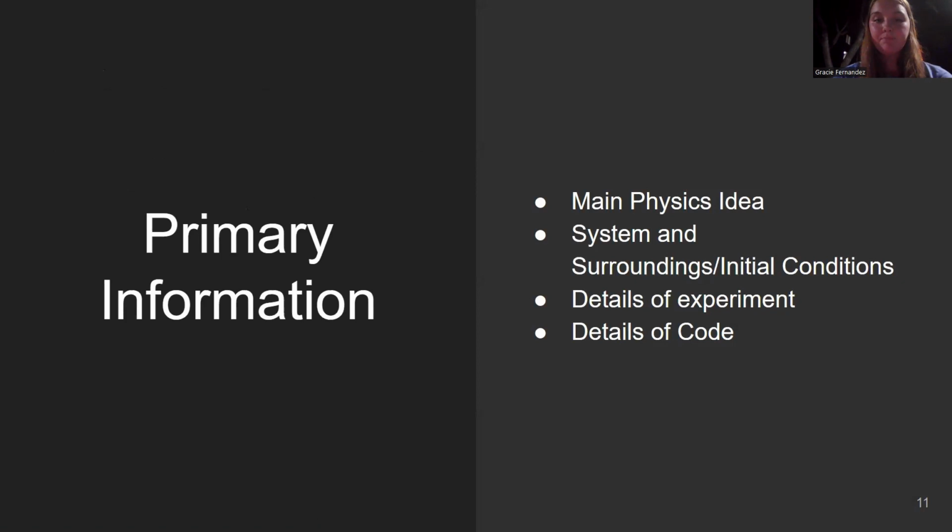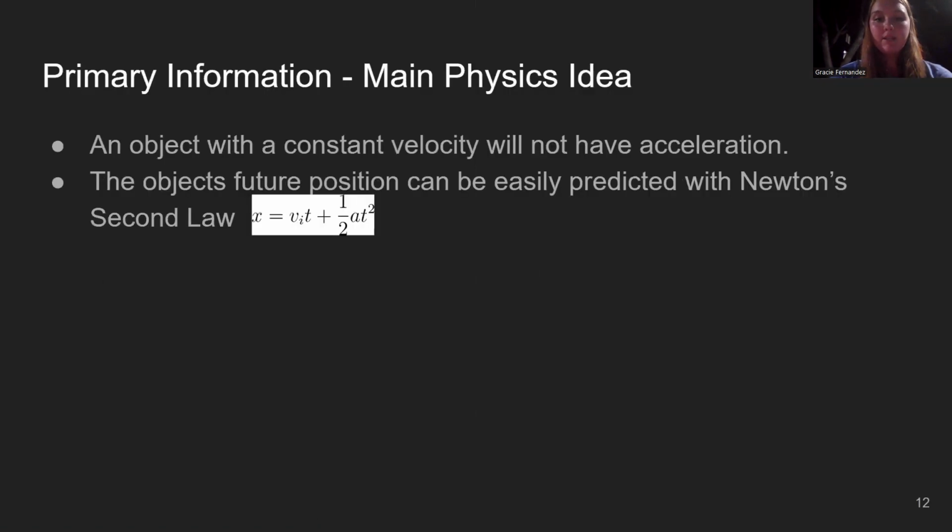Primary information. The main idea is that an object with a constant velocity will not have any acceleration, and the position should be easily predicted with Newton's second law. The system is the metal object seen moving in the stationary photo, and the surroundings are everything else.